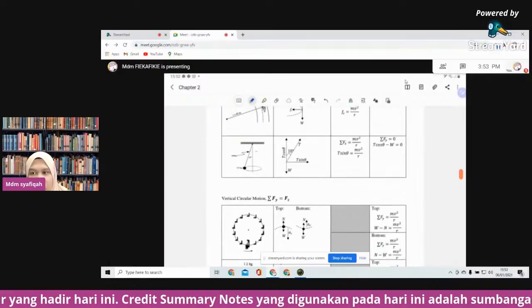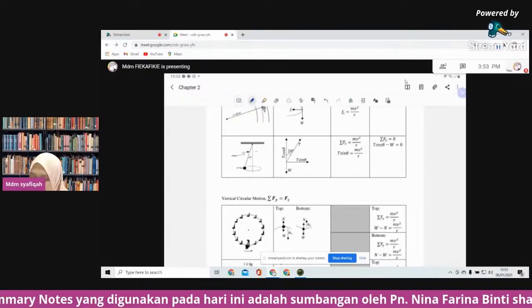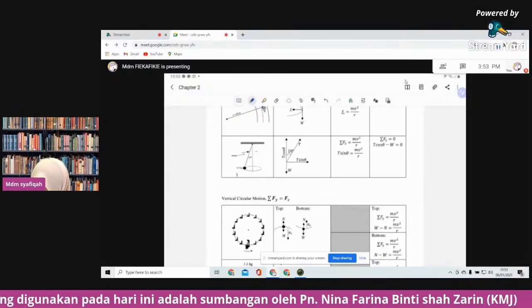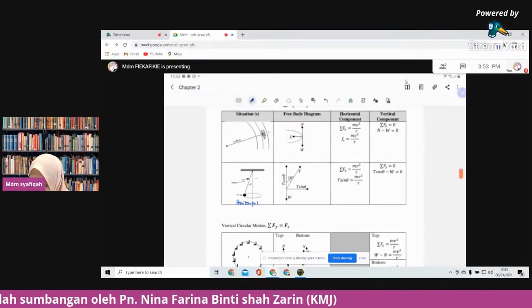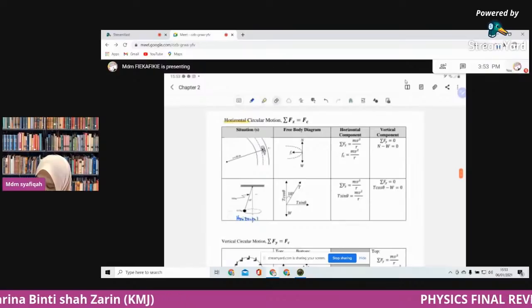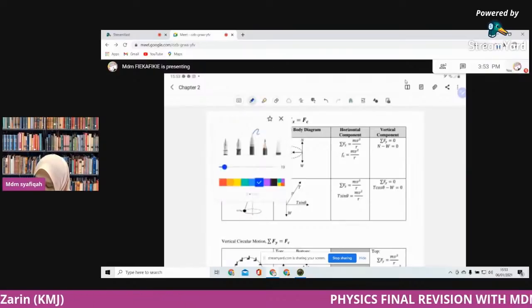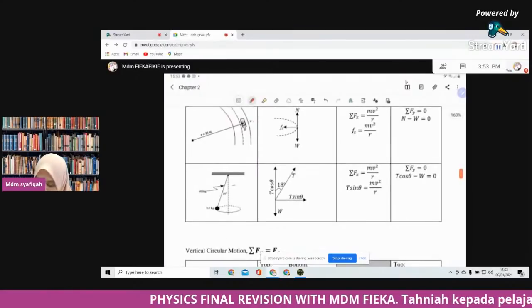So in the scalar motion, we have a horizontal plane and also vertical plane. Horizontal plane and vertical plane. So this one is horizontal. Okay, horizontal. Okay. So, bila kita cerita pasal horizontal, okay, saya zoom sikit.